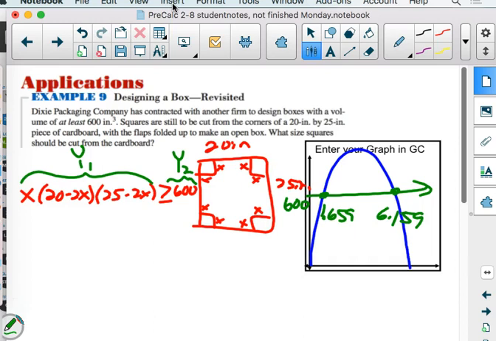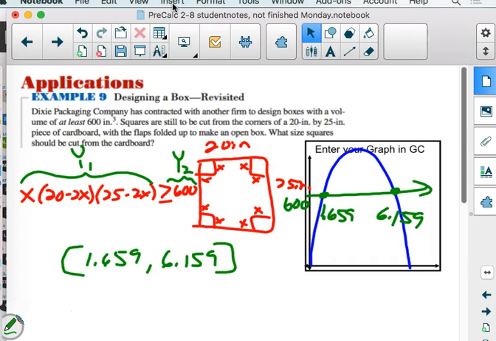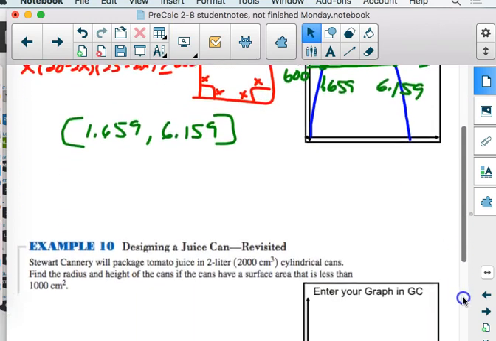So are we including those? Yeah, we had our equals bar. Anything between 1.659, including 1.659, and 6.159, including 6.159, will work. That'll give it a volume of at least 600 cubic inches. So, not really a new word problem. I mean, we've done several of these now with the volume of the box. Mostly just applying this with what we know about our inequalities.